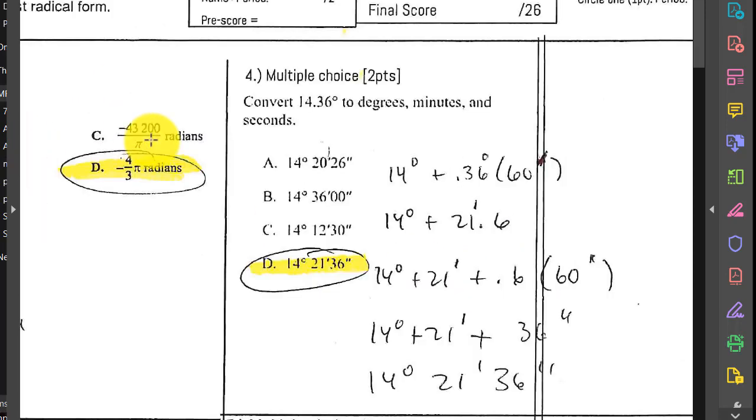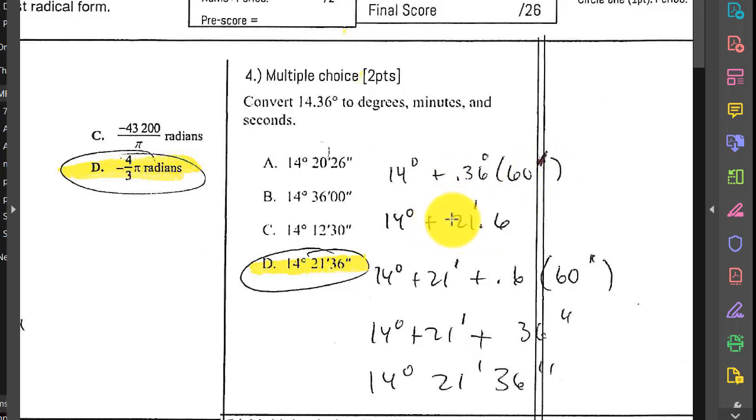Question number 4 is convert 14.36 degrees to degrees, minutes, and seconds. I break it up to the whole and the decimal. So 14 degrees, and I have 0.36 of a degree, and I'm going to multiply that by 60. The reason why I did that is because I didn't have it, but over 1 degree, so my degrees will cancel out. So in 1 degree there are 60 minutes. So 0.36 times 60 gives me 21.6.